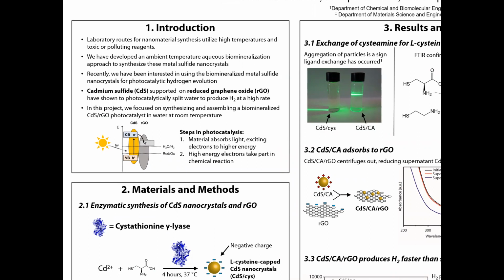Photocatalysis is the process by which materials absorb light, exciting an electron, which then takes part in a chemical reaction, such as the reduction of water to form hydrogen. Cadmium sulfide supported on reduced graphene oxide photocatalysts have been shown to produce hydrogen at a high rate, but are synthesized under unfavorable conditions. In this project, we biomineralized cadmium sulfide nanocrystals and reduced graphene oxide and studied the low temperature aqueous attachment of the materials to achieve high performance photocatalytic hydrogen evolution.